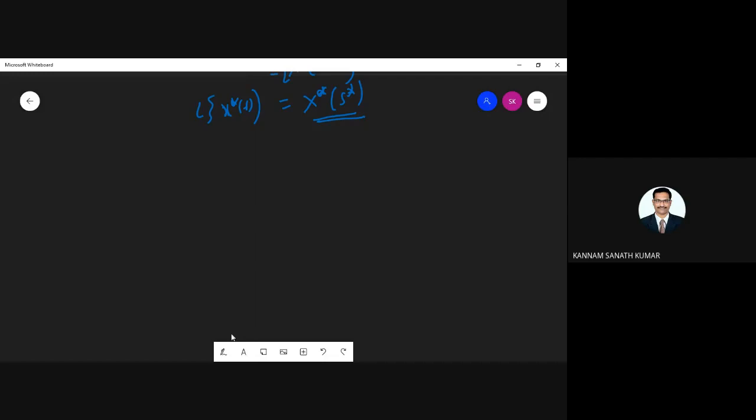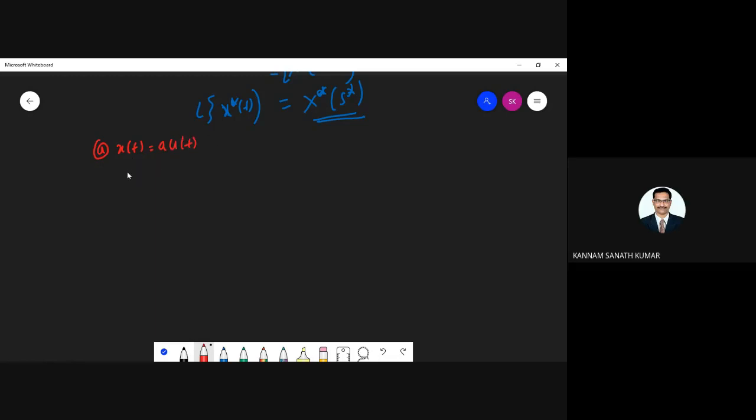So good morning students. Today we'll see some problems related to the Laplace transform. Problems are very much important based on this Laplace transform. The first problem: x of t equal to A into u of t.